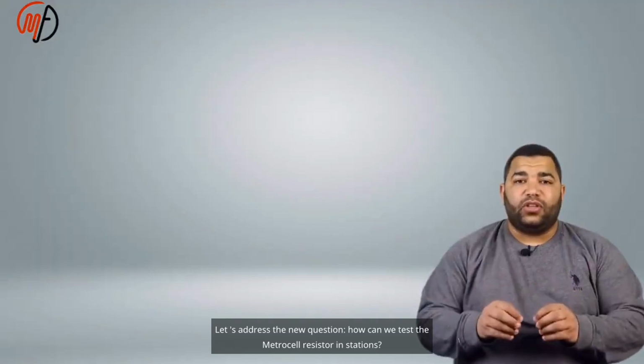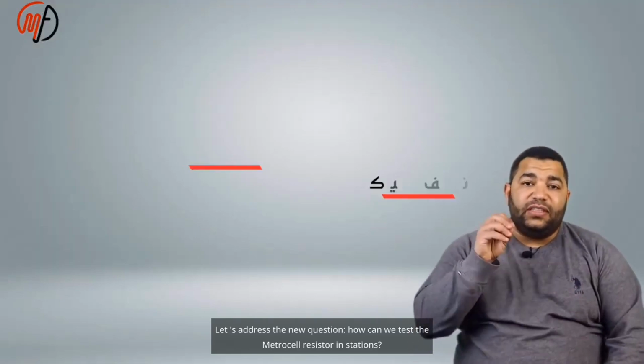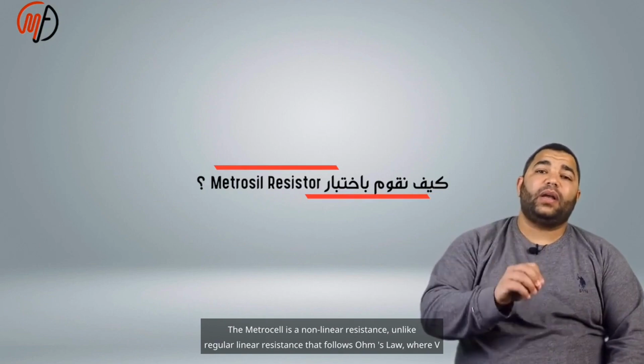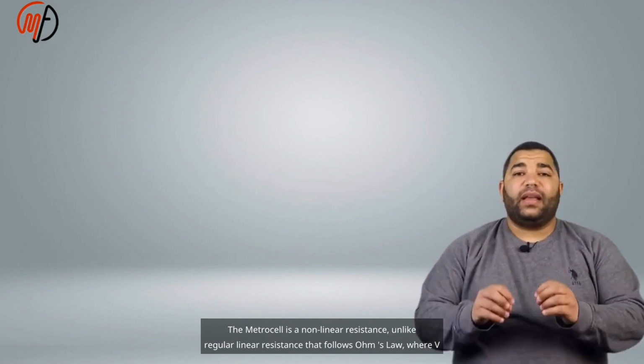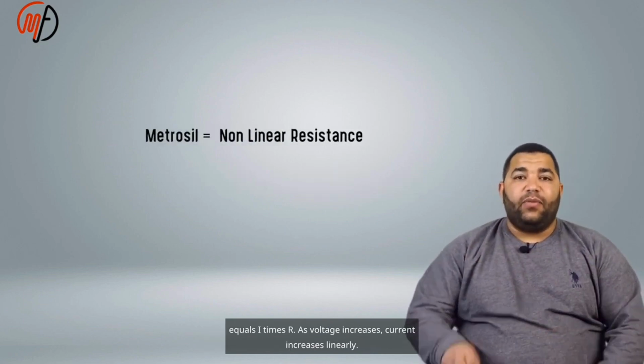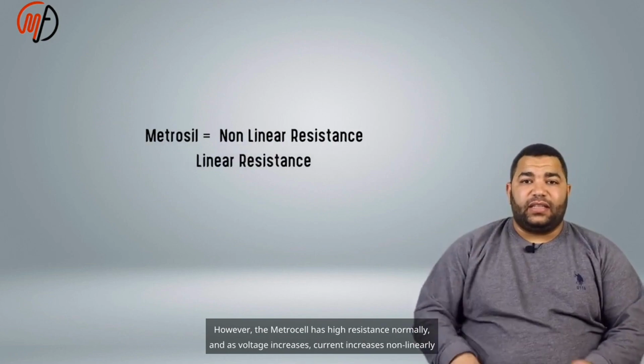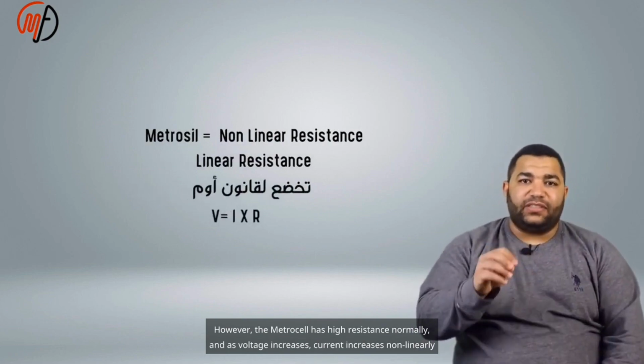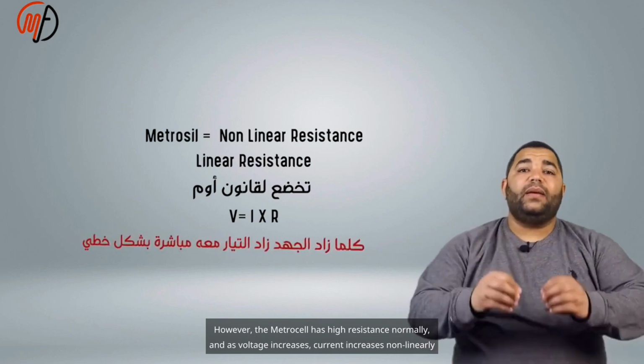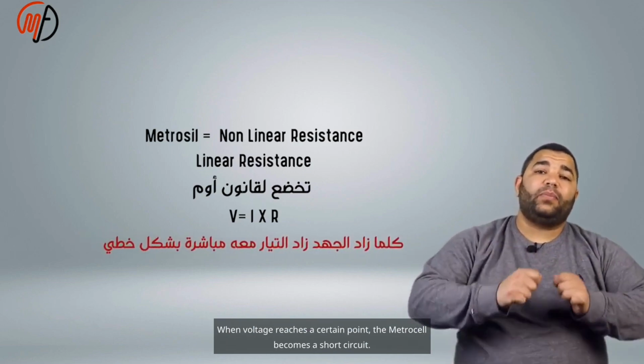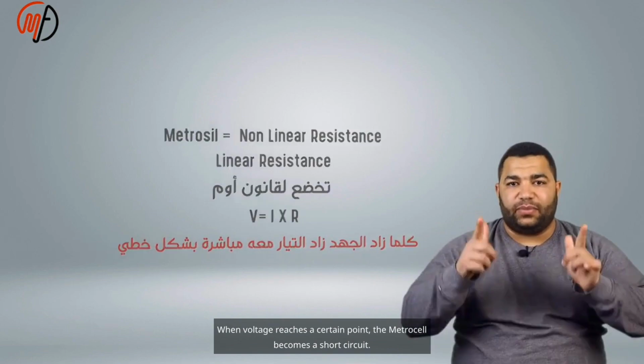Let's address the new question. How can we test the metrocell resistor in stations? The metrocell is a non-linear resistance, unlike regular linear resistance that follows Ohm's law, where V equals I times R. As voltage increases, current increases linearly. However, the metrocell has high resistance normally, and as voltage increases, current increases non-linearly. When voltage reaches a certain point, the metrocell becomes a short circuit.